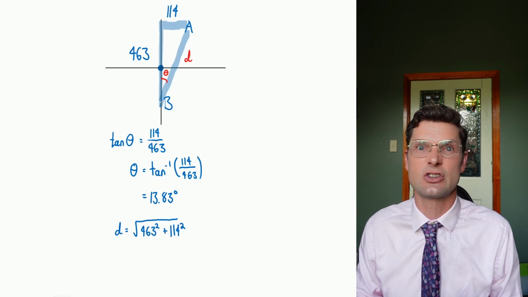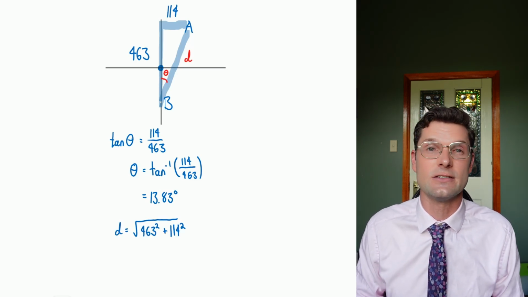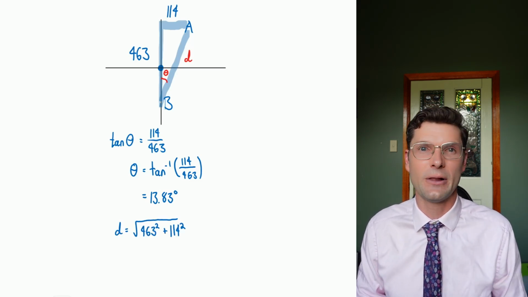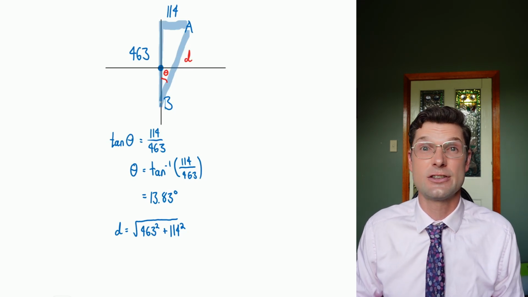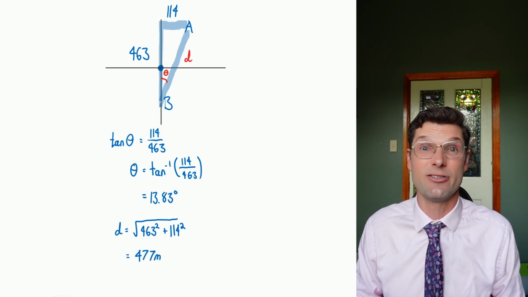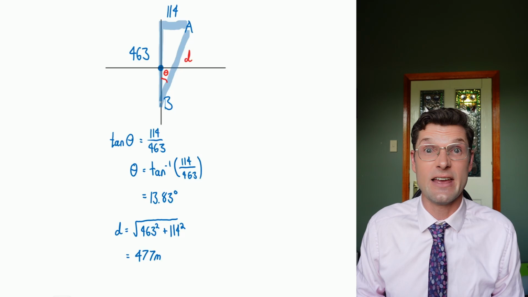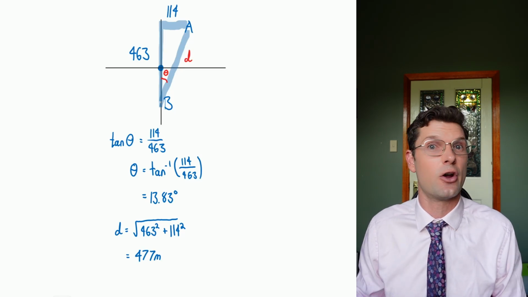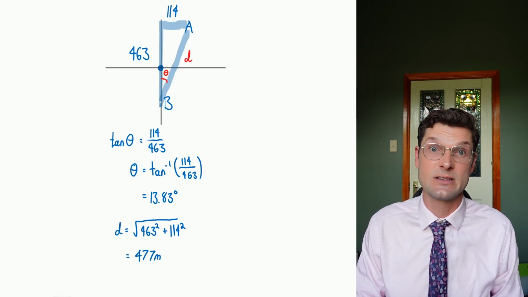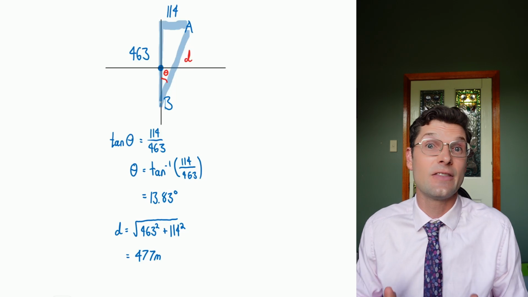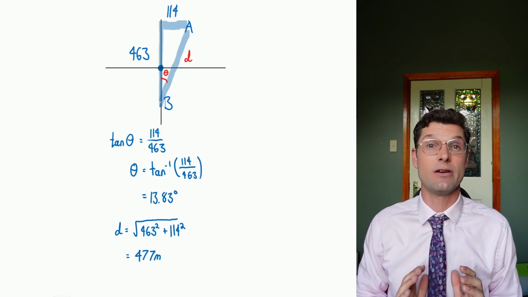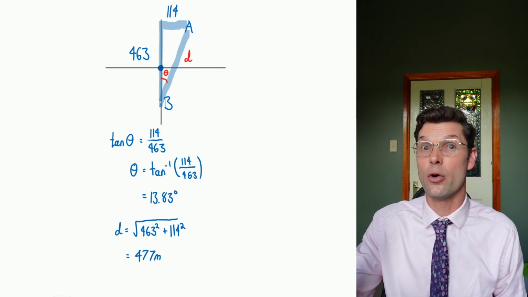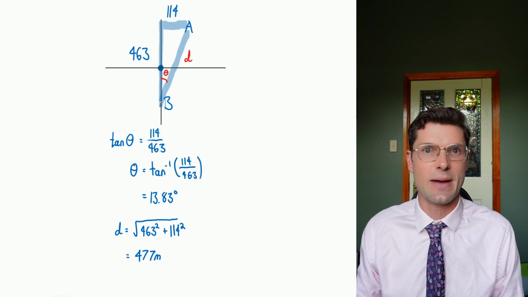So d is equal to the square root of both of these squared: 463 squared plus 114 squared. If you throw that in the calculator, the answer is 477. So we now have our answer. We've got our direction and we've got our distance from Bill's perspective up to Abby. This makes sense because if you think about where he's standing, he definitely is running northeast. So 13 degrees makes sense.